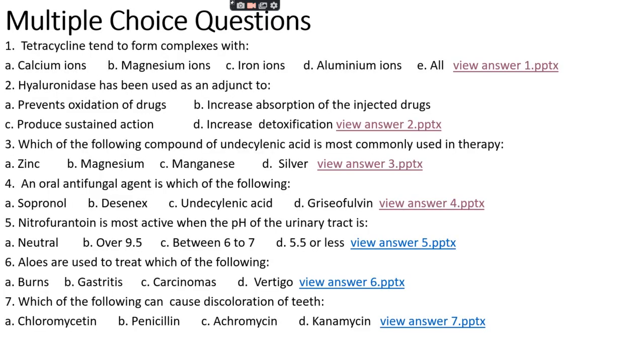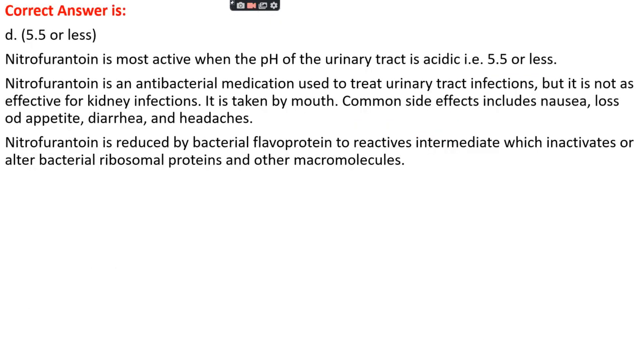Okay. Question number five. Nitrofurantoin is most active when the pH of the urinary tract is: option A, neutral; option B, over 9.5; option C, between 6 to 7; or option D, 5.5 or less. The right answer is option D, that is 5.5 or less. Okay. Nitrofurantoin is most active when the pH of the urinary tract is acidic, that is 5.5 or less.